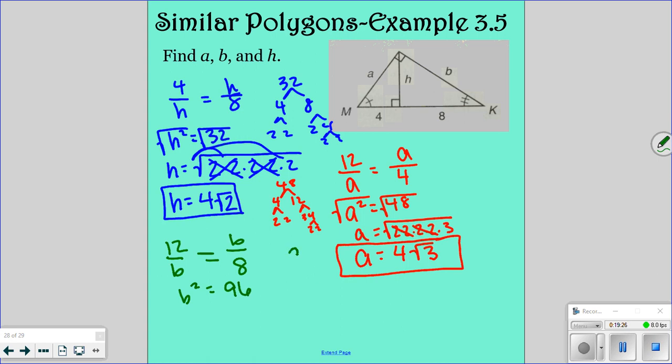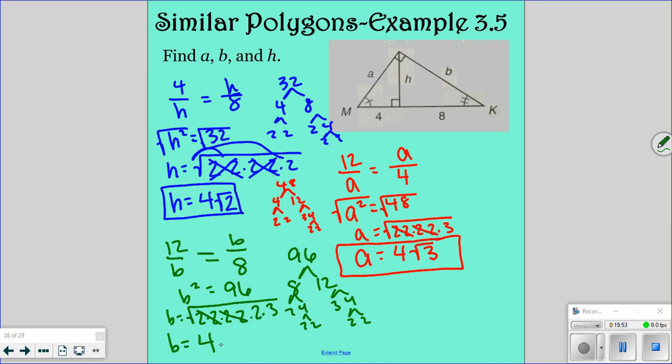And so 96 factors as 8 and 12, which is 2 and 4, and then 2 and 2, which is 3 and 4, and 2 and 2. So instead of 96, we would have 2, 2, 2, 2, 2, and 3. So we can pull out a pair of 2's and another pair of 2's to make a 4 in front, and then we're left with a 6 on the inside. So that's how B would be found.